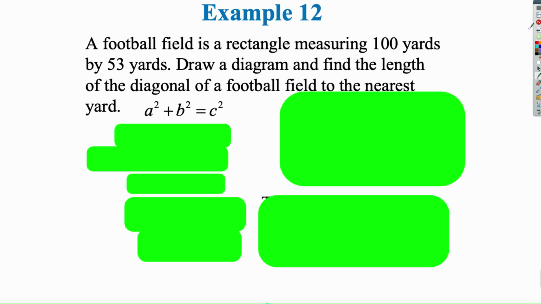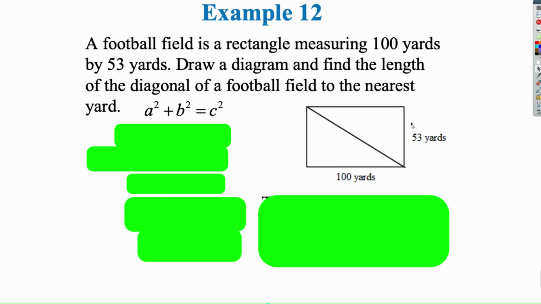So here we've got a word problem. A football field is a rectangle measuring 100 yards by 53 yards. I'm going to draw a picture right off the bat. I'm going to draw a rectangle. With a rectangle, something to remember is that all 4 angles are right angles. So I'm going to sketch that. Really, I'm just going to label these 2.